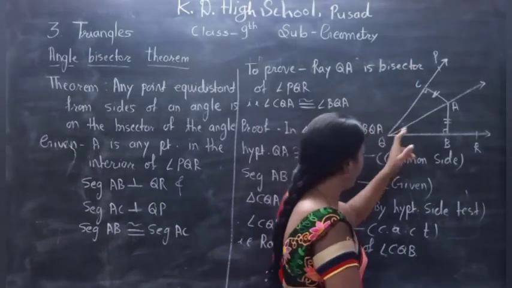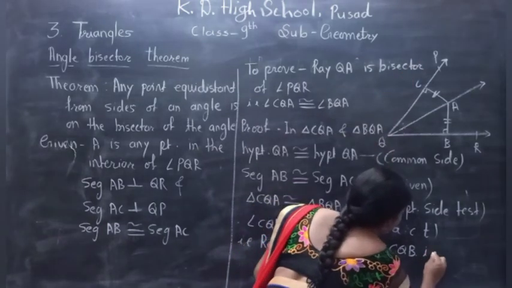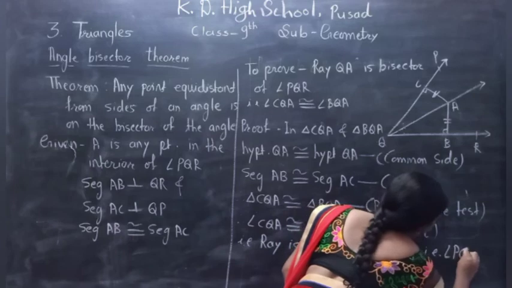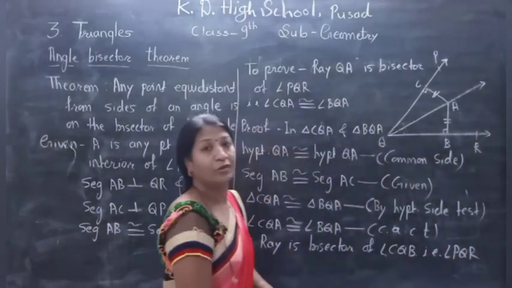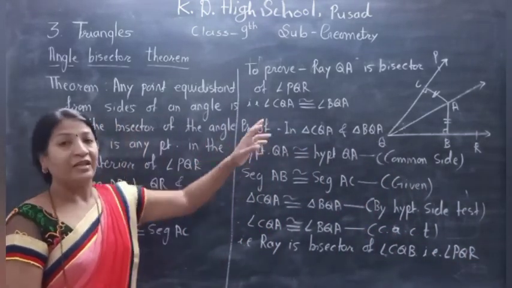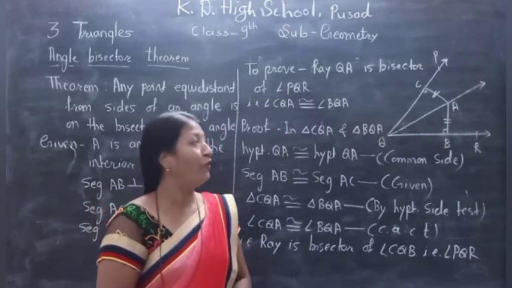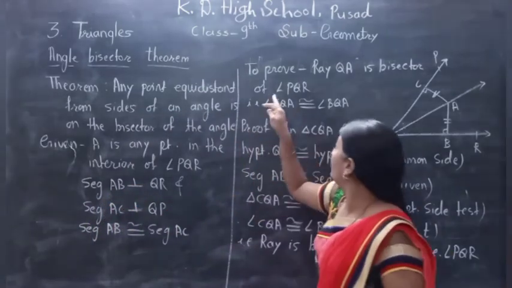Angle PQR, that is angle PQR. Hence we proved that QA is the angle bisector of angle PQR. That we have to prove.